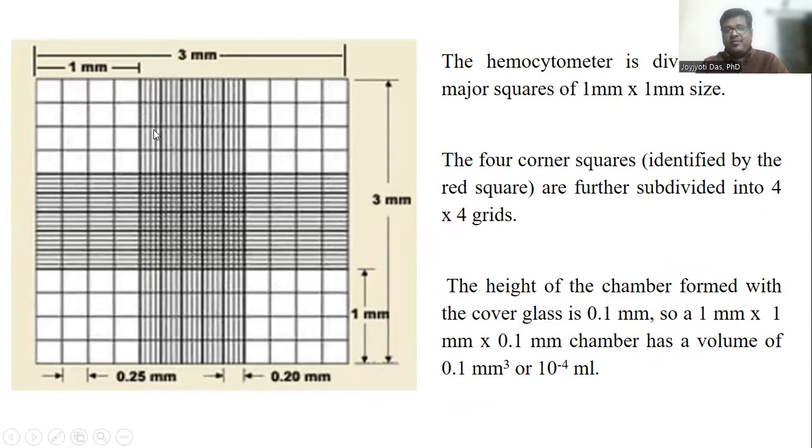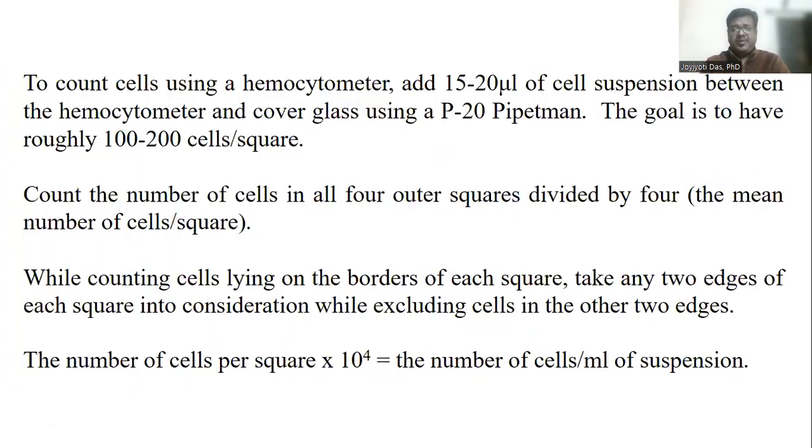So what will be the volume of the chamber formed if the cover slip is placed on top of the grid? The volume will be 1 millimeter by 1 millimeter by 0.1 millimeter, and that will be equal to 10 to the power minus 4 ml. So the volume of one corner square is 10 to the power minus 4 ml. That is what we need to keep in mind for our calculation.